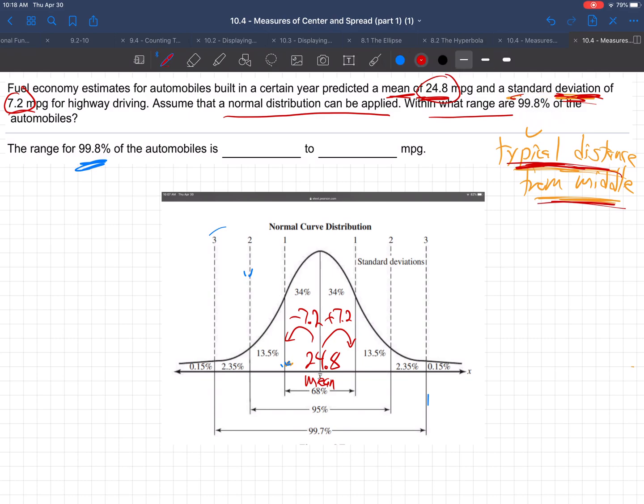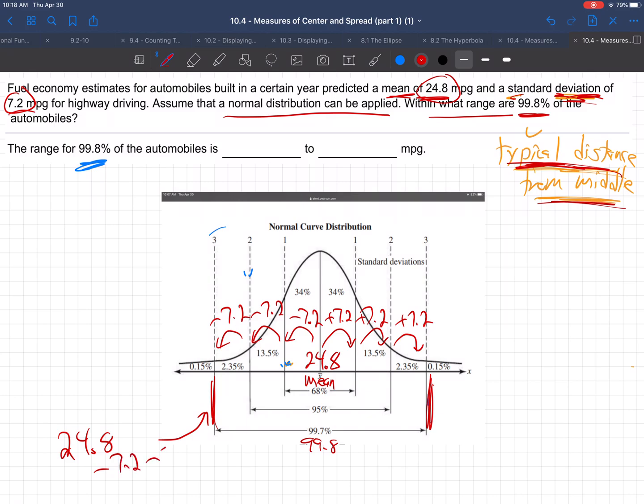99.8%. So if you want 99.8%, you've got to go 3 jumps below to 3 jumps above. So you've got to go down 7.2, the standard amount, 3 times. And you've got to go up 7.2, 3 times in the other direction. So that means this spot right here is 24.8 minus 7.2 minus 7.2 minus 7.2. That's what this spot equals.